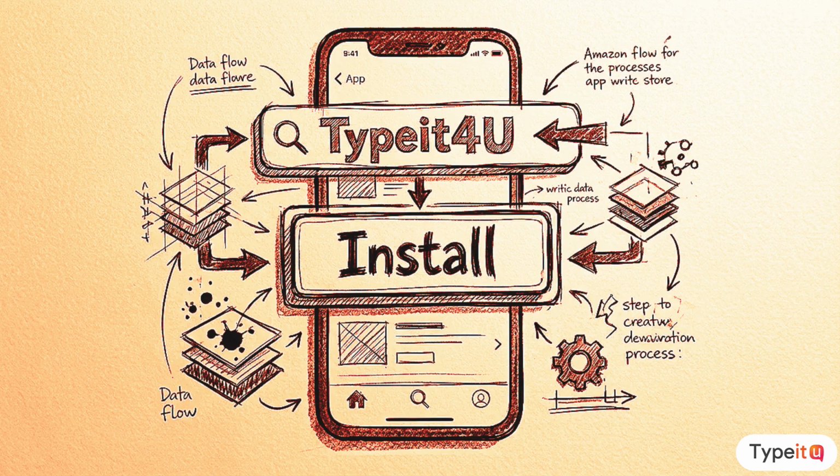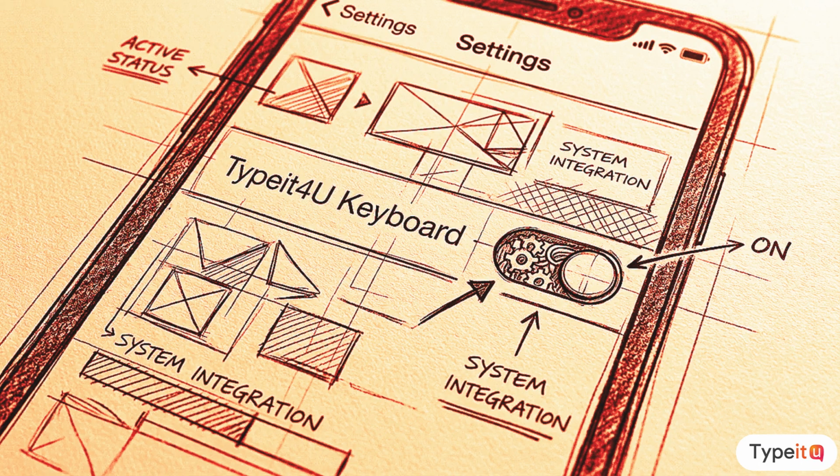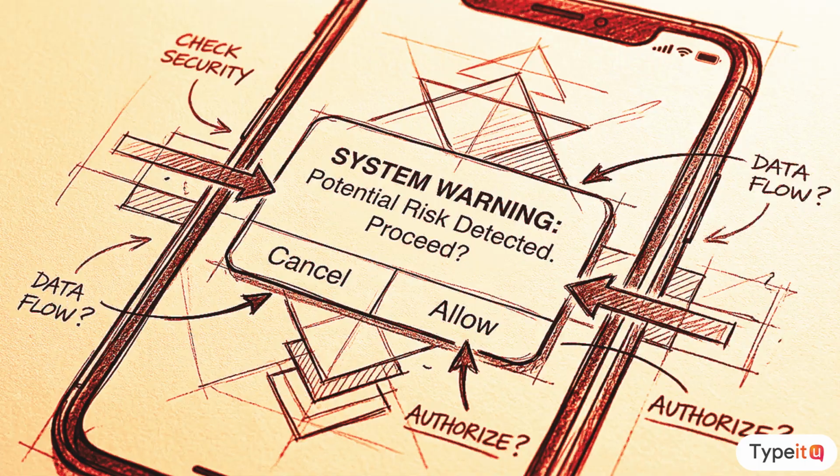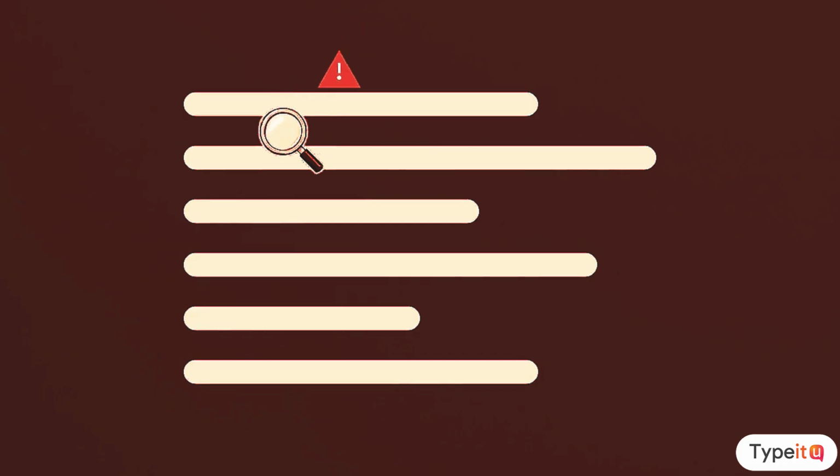Step 1 is installation. Download TypeIt4U from the Google Play Store and follow the Android prompts to enable it and set it as your system's default keyboard. At this point, the main concern with third-party keyboards is privacy. The fear is that an AI keyboard is logging keystrokes or reading incoming private messages.